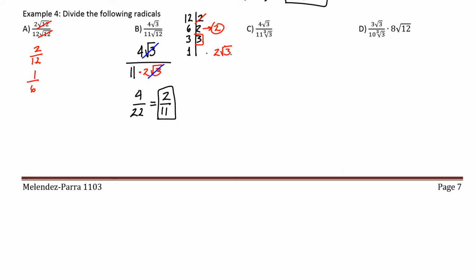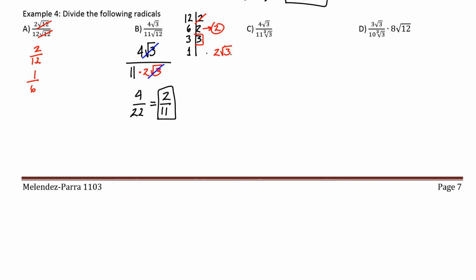Now we're going to do letter C. If you notice, letter C has a cube root on the bottom as well. So what we need to do in this case is to match the cube root by multiplying both the top and bottom by a number that we know is going to cancel out the cube root.